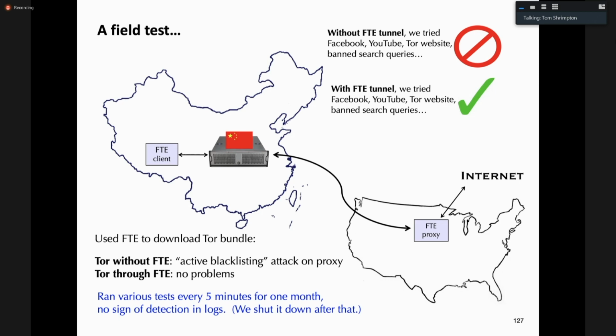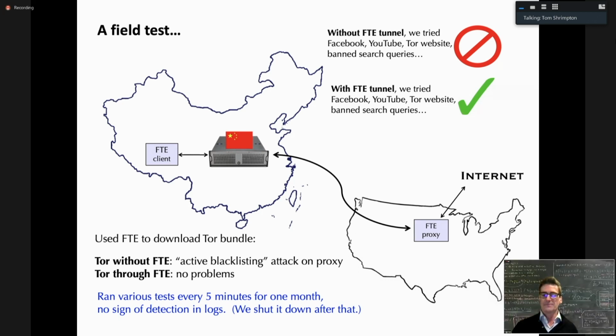And then we turned the tunnel on and did the same things. We did this for months. Every 5 minutes for a month, we did all these things that we knew would be blocked if we weren't using FTE. And we never saw any case where any of our connections were dropped or any sort of indirect signals that our traffic was being flagged.